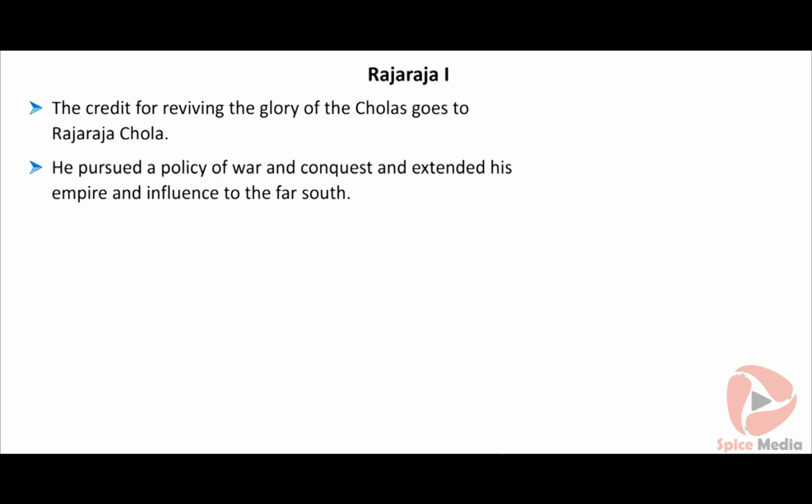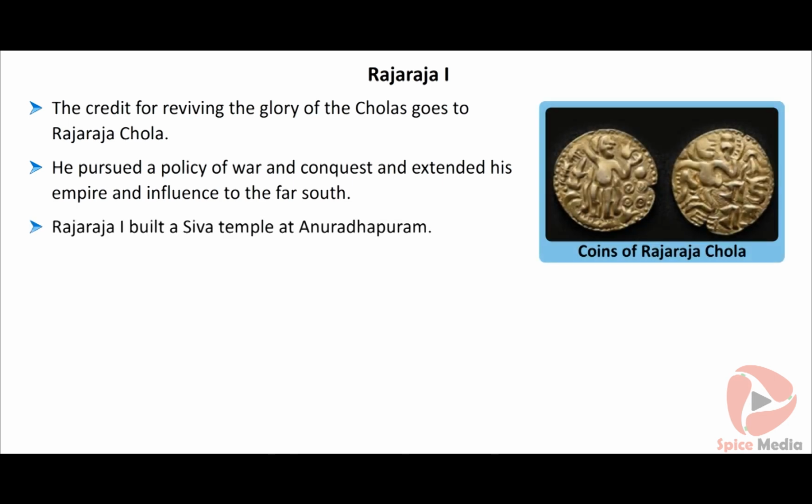He defeated the western Gangas, the eastern Chalukyas of Vengi, the Pandyas of Madura, the Gangas of Kalinga and the Cheras of Kerala, and extended his empire and influence to the far south. Rajaraja I built a Shiva temple at Anuradhapuram. Mahinda V of Ceylon changed his capital from Polonnaruvu to Anuradhapuram and was defeated by Rajaraja I.